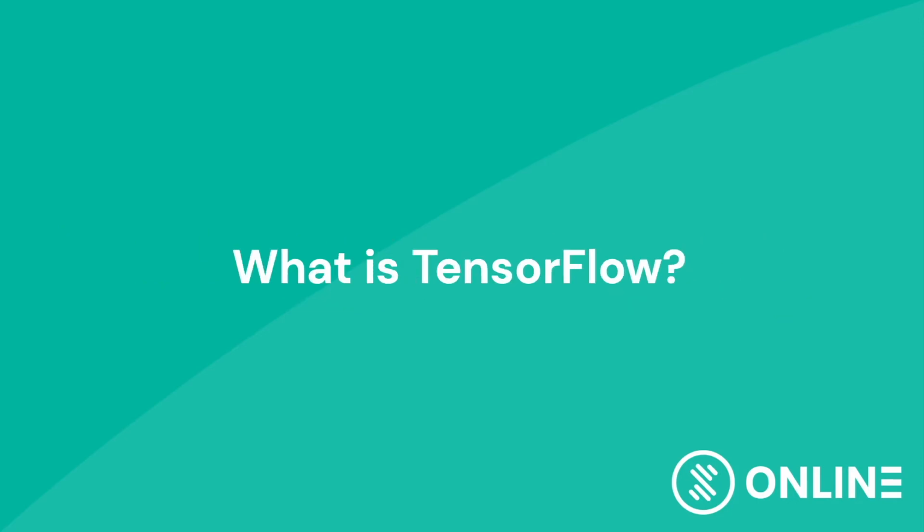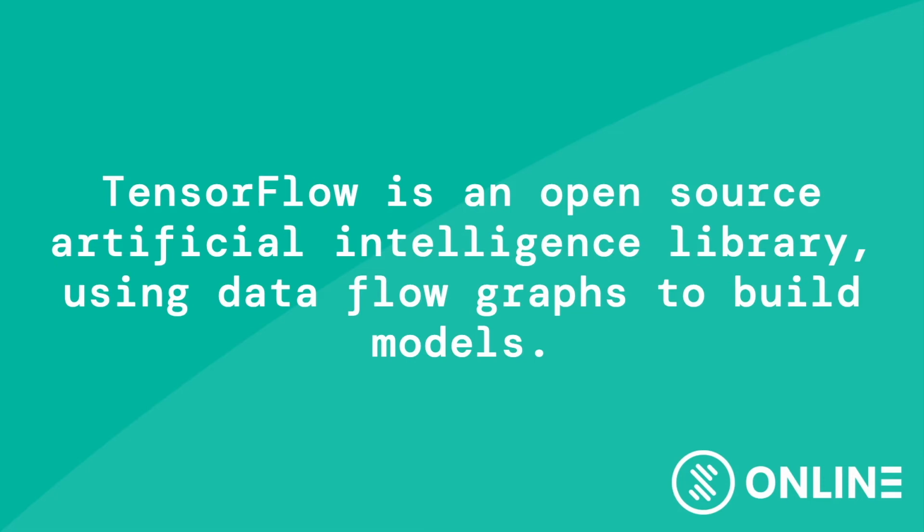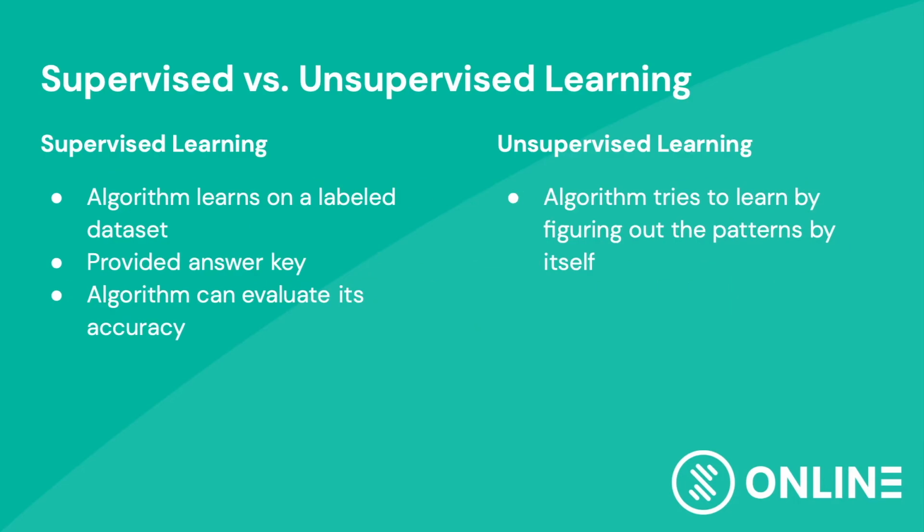So what is TensorFlow? TensorFlow is an open source artificial intelligence library that allows us to use data flow graphs to build models. That really sounds like a mouthful, right? But basically, all you need to know is it's a way for us to program AI using machine learning, which I just explained what it was. And so it's a really great thing that Google has made, which is a library, and we can use information from this library. And so we talked about using supervised and unsupervised learning. We're going to be going over supervised learning today, but I'll explain what unsupervised is.